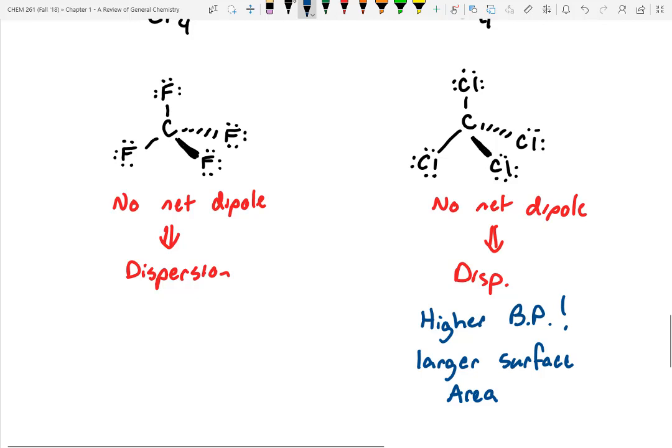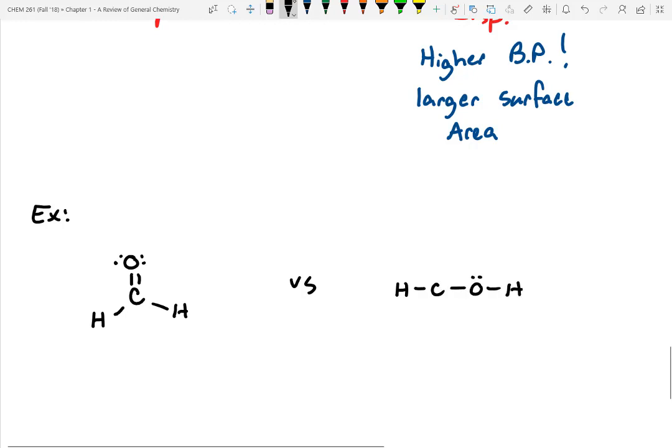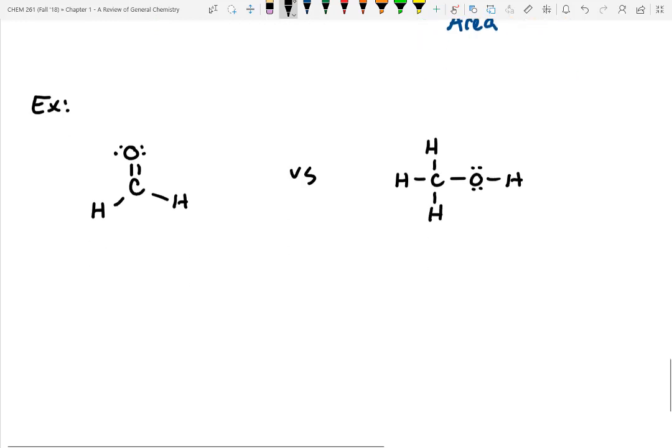Let's do one more. This one I'll just draw up for you. We'll do formaldehyde. This is found in embalming fluid. Versus methanol. Which one do you think will have the higher boiling point and why?